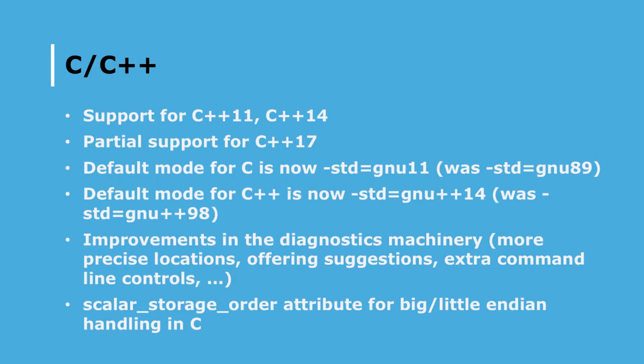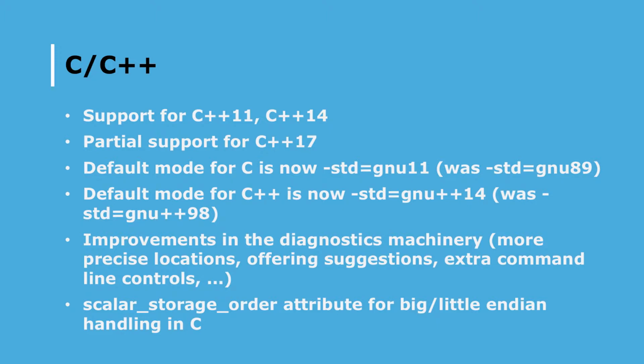So as part of updating to the new GCC, we also have new improvements with respect to support for C and C++. In particular, this version of GNAT Pro and GCC have full support for the C++11 and 14 standards, and also partial support for the next standard, which will be C++17, which is still under design. And more importantly for you, the default mode has changed for C and C++.